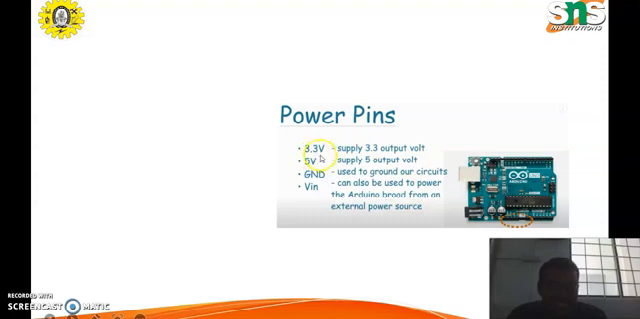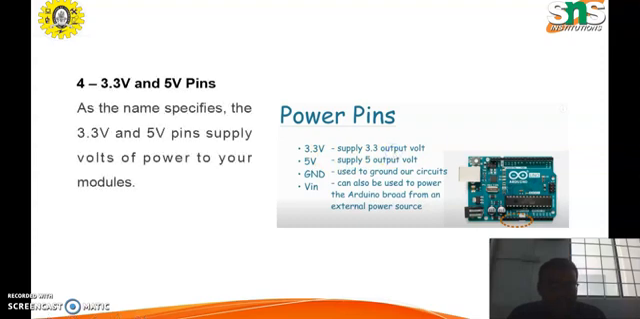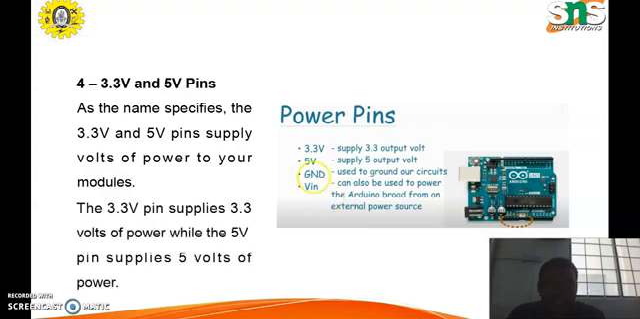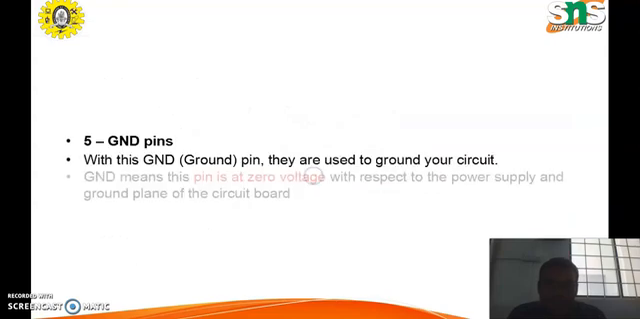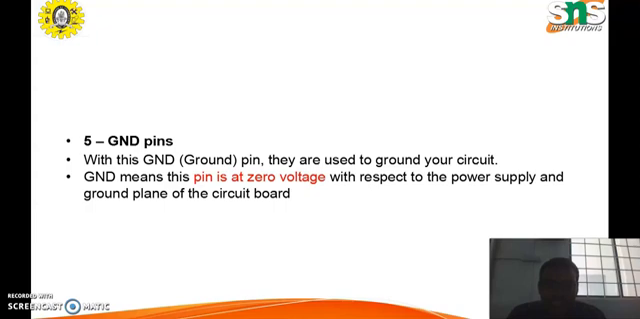Next component is power pins, which are present here. There are different types of power pins: 3.3 volt, 5 volt power pin, ground pin, and Vin. With the help of the 3.3 volt pin, we can supply 3.3 volt output. With the help of the 5 volt pin, we supply 5 volt output. With the Vin pin, we can power the Arduino board from an external power source. Next important component used in the Arduino UNO is the ground pins, GND. They are used to ground your circuit. That means this pin is at 0 voltage with respect to the power supply.